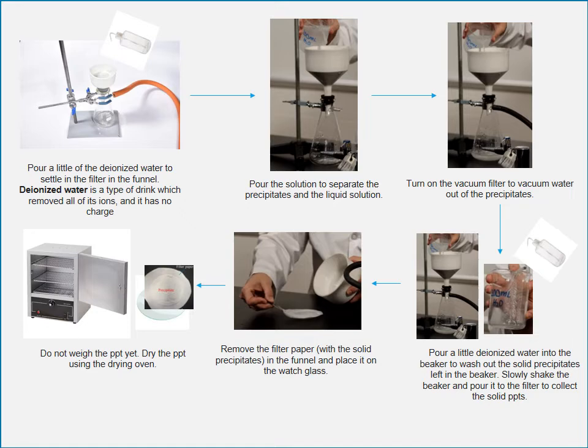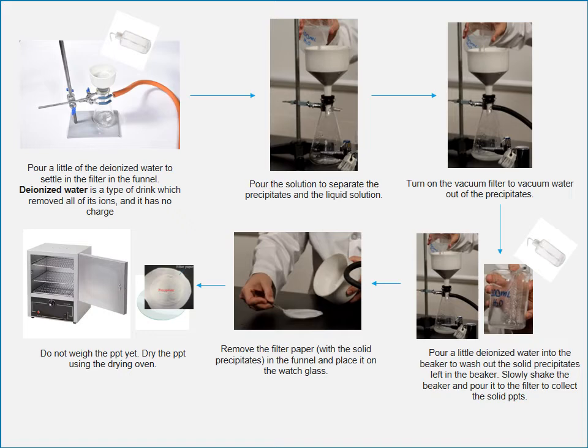Since it already forms a precipitate, we are going to separate them. Okay, so pour the solution to separate the precipitates and the liquid solution. After that, we have to turn on the vacuum filter to vacuum water out of the precipitates. Okay, this is like a catalyst in our procedure. It vacuums the water out of the precipitates. So while pouring, we have to turn on our vacuum.